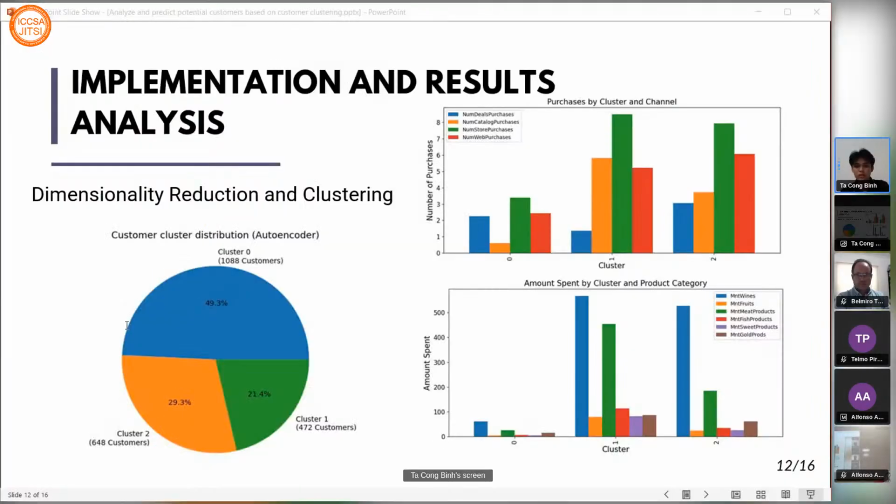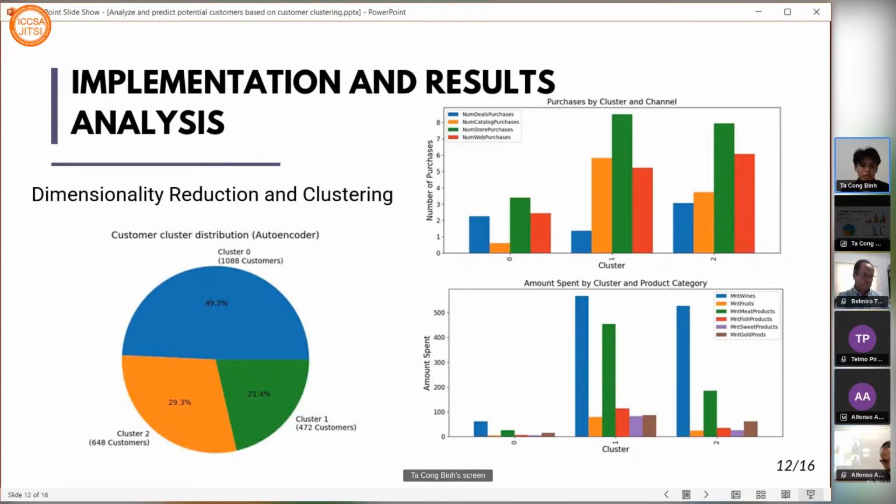The top chart shows the number of purchases through different channels, such as store and web, across each cluster. The bottom chart highlights spending patterns by product category. From the visualization, we can observe that each cluster represents a different type of customer profile with varying preferences, purchase habits, and spending behavior. Understanding the clusters allows us to create more personalized marketing strategies and improve customer targeting.